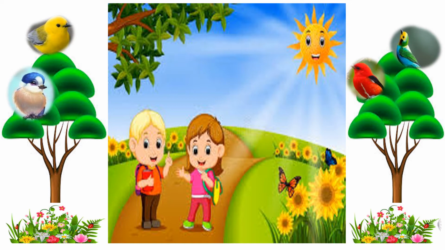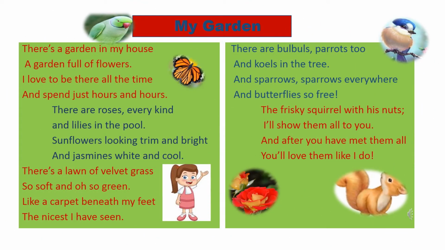So, children, garden, garden, garden. This is a beautiful place for us to visit and to play around. So, today I am going to read out first and then explain to you the poem My Garden from your English textbook Rain Tree. So here we come to the poem My Garden. Children, this poem has been written by Swapna Datta.